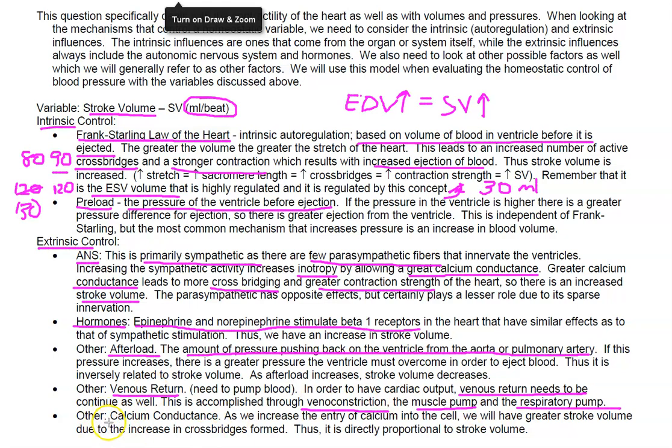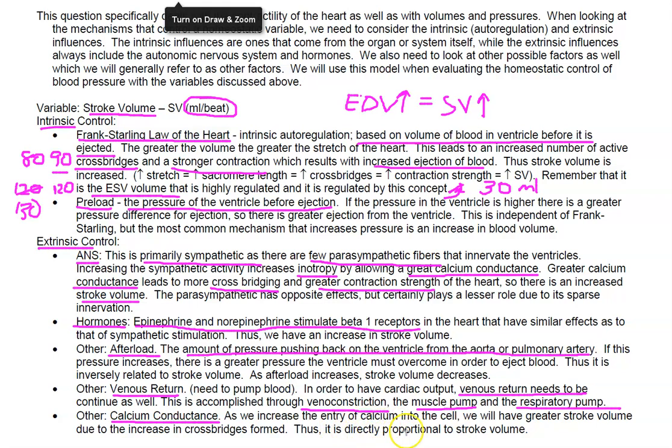The last factor would be calcium conductance. We've mentioned calcium conductance before because that's how the sympathetic system works. It increases the entry of calcium into the cardiac cell. However, it's an independent mechanism because there are other ways to increase the entry of calcium into the cell, and that'll give us a greater stroke volume due to the increase in cross bridges. Examples of increased calcium conductance: caffeine will do that. One of its mechanisms of action is that it opens calcium channels, and you get a stronger beat of the heart there.